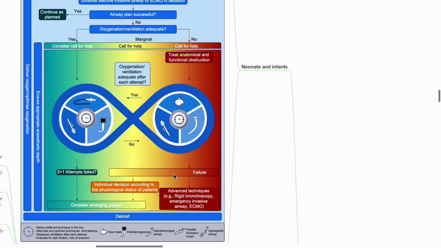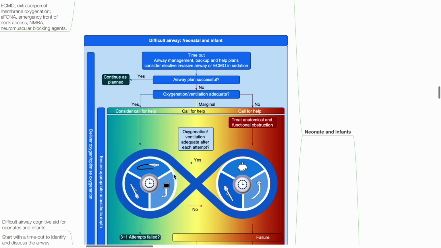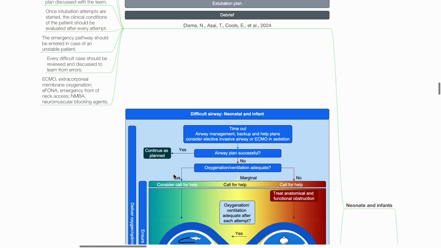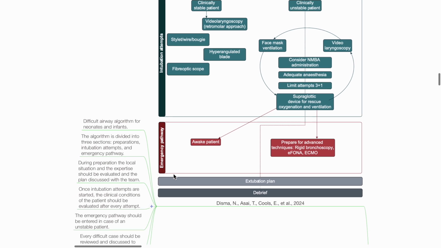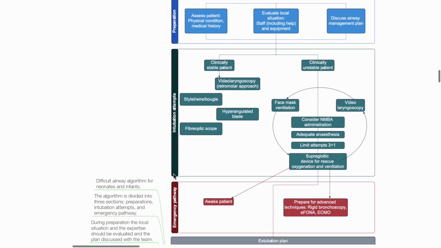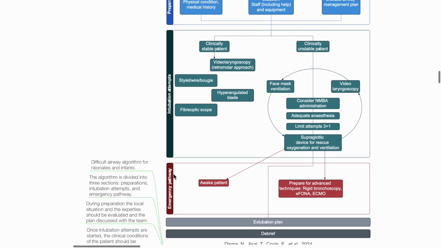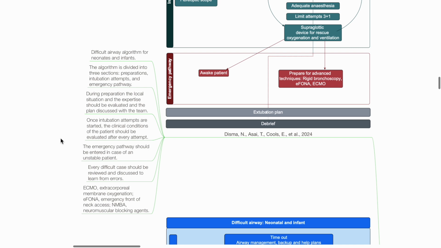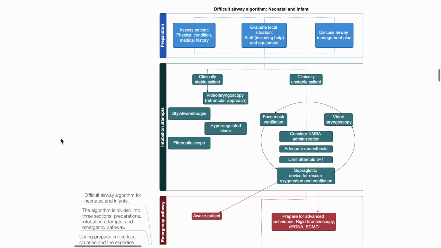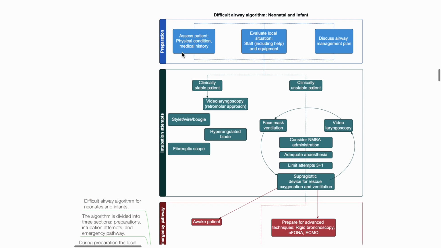Examples of algorithms for difficult airway in neonates and infants include that from Disma et al. in 2024. This algorithm is divided into 3 sections: preparation, intubation attempts, and emergency airway. During preparation, the local situation and expertise should be evaluated and a plan discussed with the team. Assessment of patient includes physical condition and medical history. Evaluation of local situation includes staff, including help and equipment.